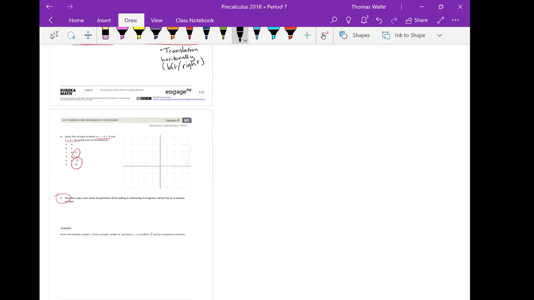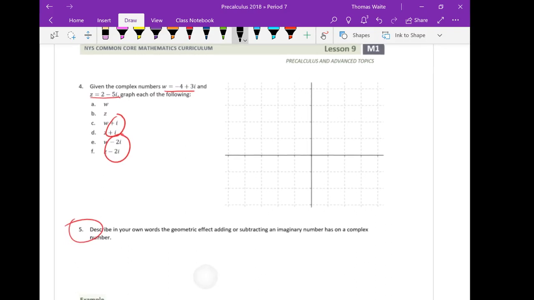Let's check out the next one. I'm going to spend less time plotting these. I'm just going to use the same scale. Negative 4 plus 3i and 2 minus 5i.